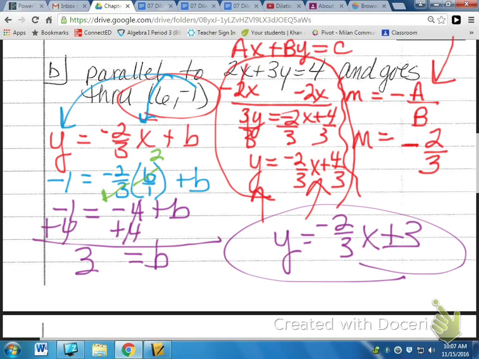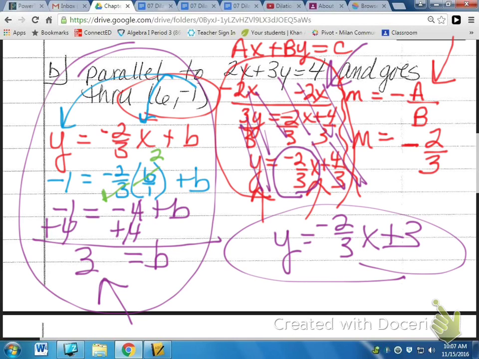You find the slope from the equation it gave you. Use that in the slope-intercept form. Plug in the point for the x and y, and you solve for b. So from that original equation, all you pull off is the slope, the negative 2/3. If you can remember negative a over b, then you won't even have to do that part that's in the red circle. But you need the slope, and then you don't need anything else from the equation.